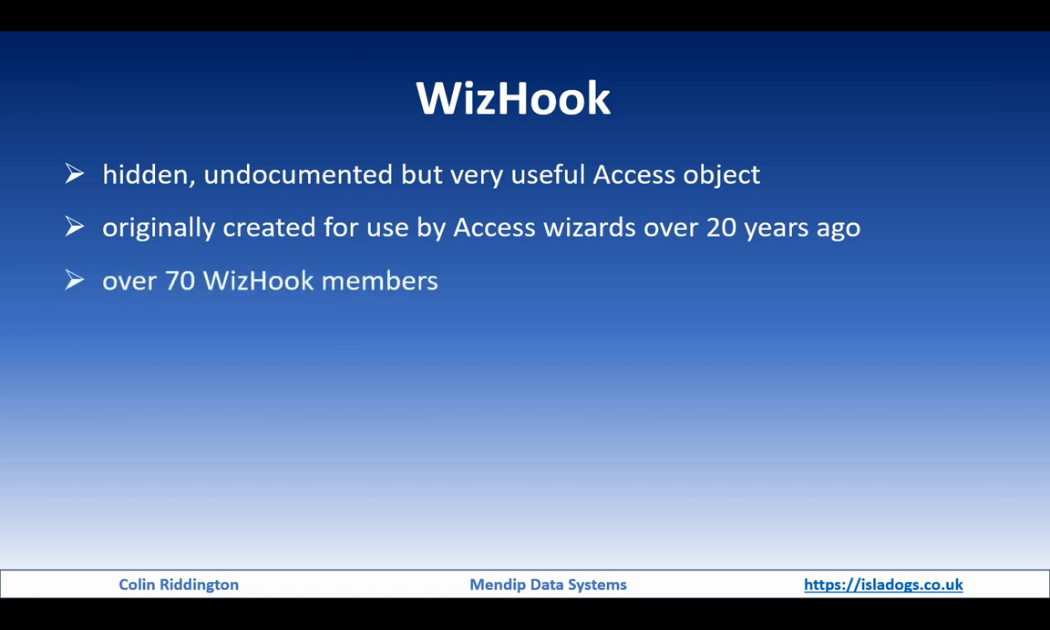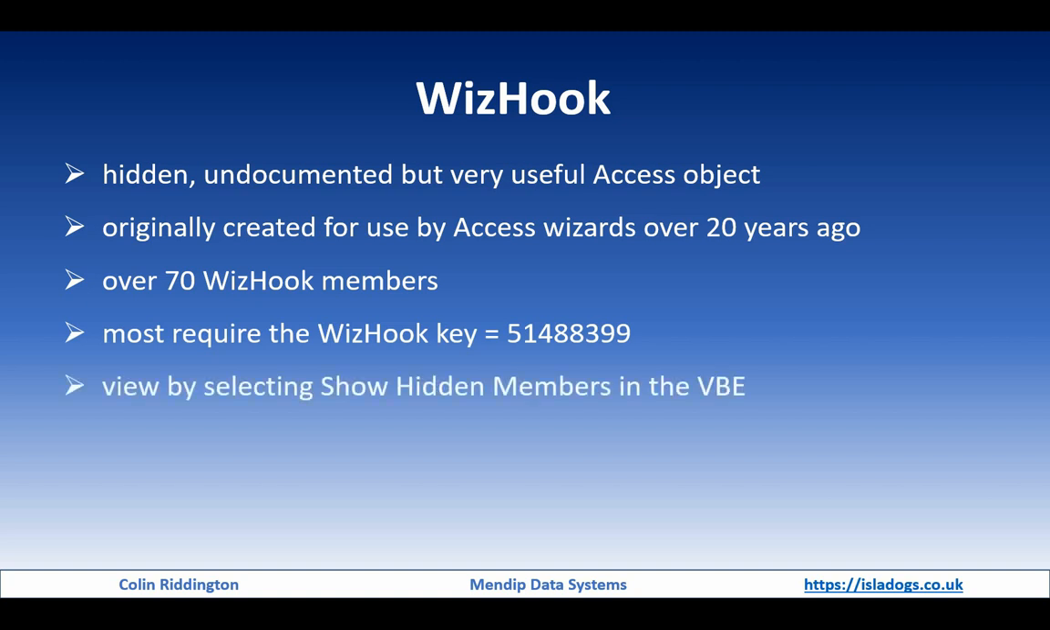It has over 70 Wizhook members, and most of those require the use of a key, which, as far as I know, is absolutely unique within Access. The key for Wizhook is 514883999, and as I say, you will need to apply that in order to run almost all of the functions.